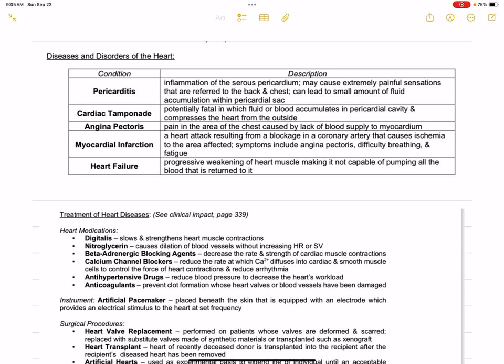So, myocardial infarction. Myocardial infarction is a heart attack resulting from blockage. So, a blockage in a coronary artery that causes ischemia to the area affected. Symptoms include angina pectoris, nausea, difficulty of breathing, and fatigue. Then, heart failure, progressive weakening of the heart muscle, making it not capable of pumping all the blood that is returned to it. Okay, heart failure.